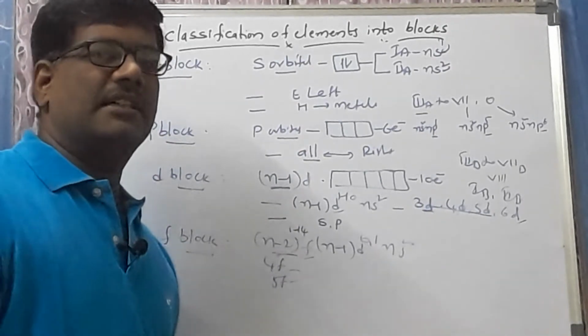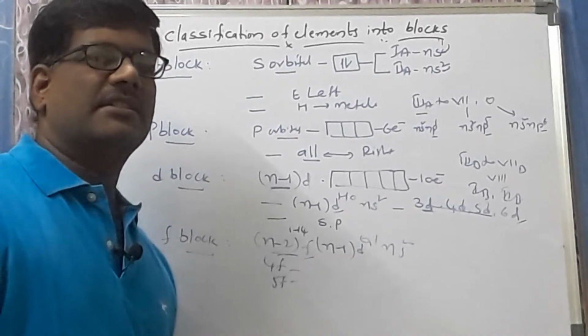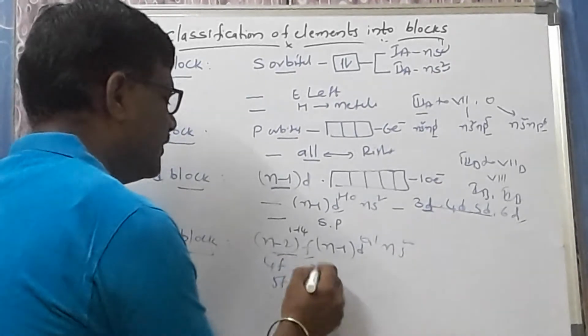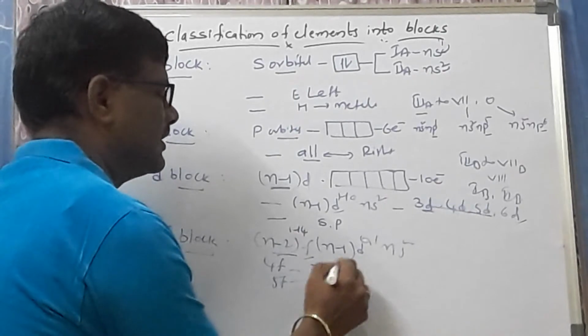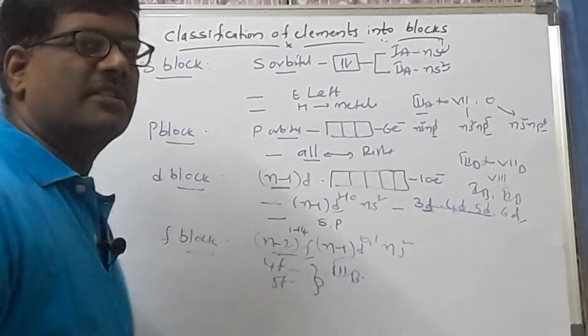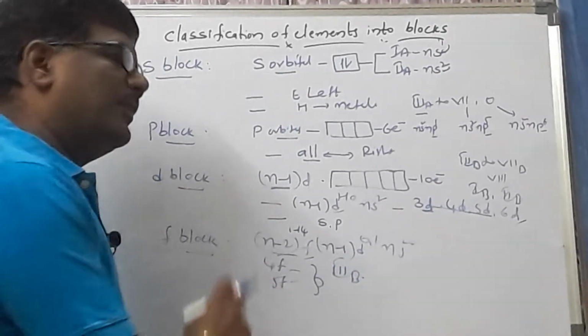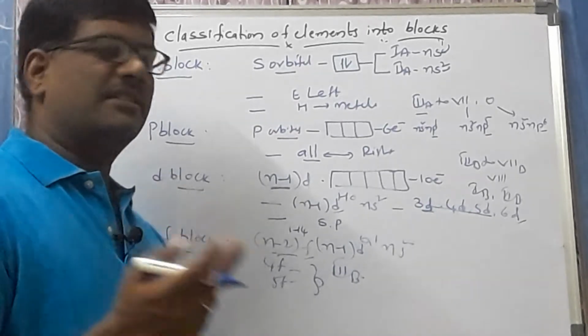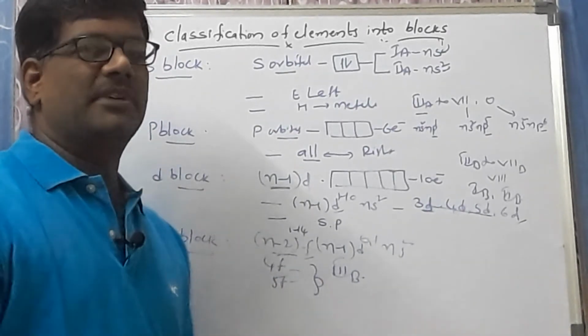The 4f series is called the lanthanide series, and the 5f series is called the actinide series. Both lanthanides and actinides belong to the 3B group. Lanthanides belong to the 6th period and actinides belong to the 7th period.